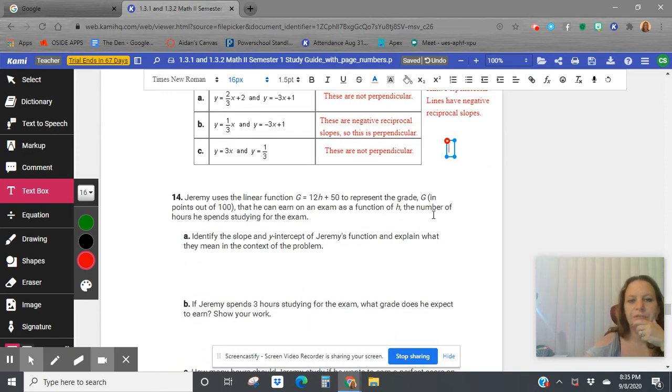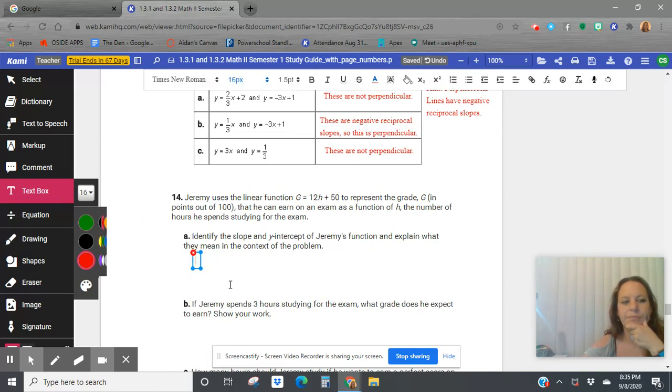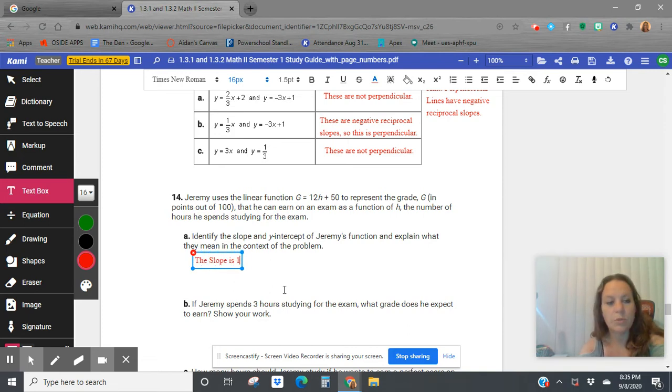Jeremy uses this linear function so he can earn an exam score, as a function of h, the number of hours he spends studying. So identify the slope and y-intercept of Jeremy's function and explain what it means in context. So the slope is 12, and the y-intercept is 50.